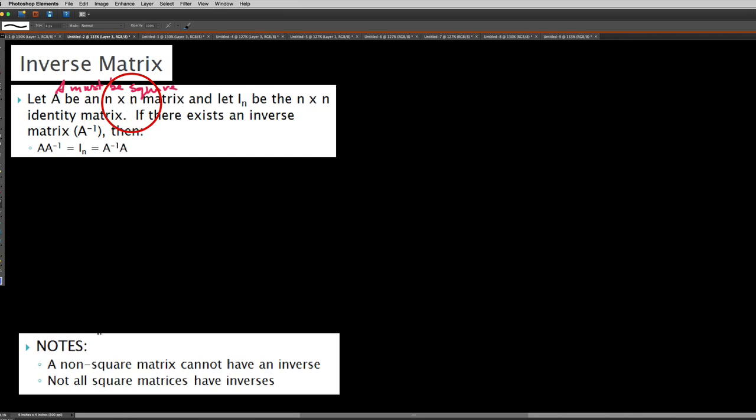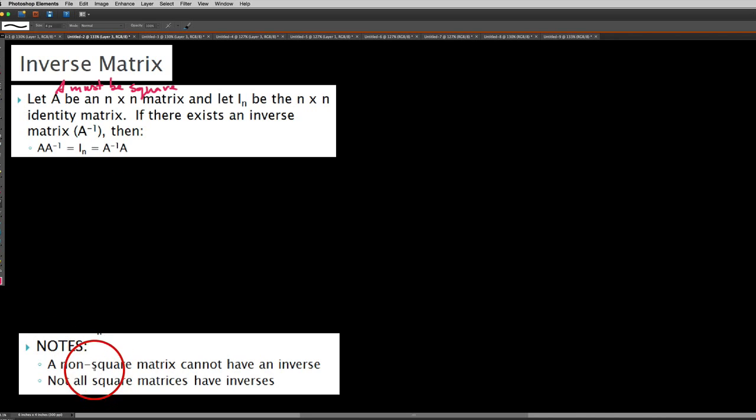So we say let A be an n by n matrix, and let I subscript n be the n by n identity matrix. So we say that if there exists an inverse matrix, and we'll write this as A inverse, then we have this truth. And that is to say that A times its inverse matrix, A inverse, gives us the identity matrix, and A inverse times its matrix, A, would equal the identity matrix. So we say that the identity matrix is unique in and of itself, but inverse matrices, when multiplied, give us the identity matrix. So that'll be our check there.